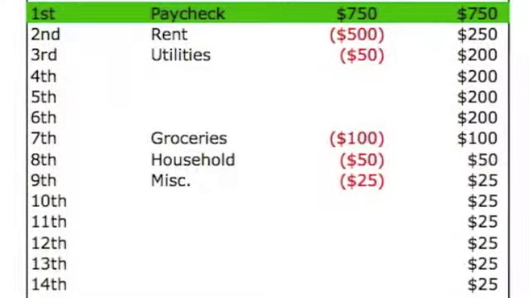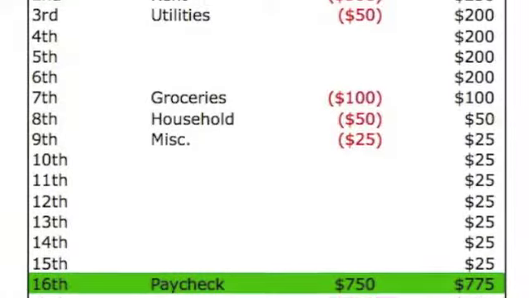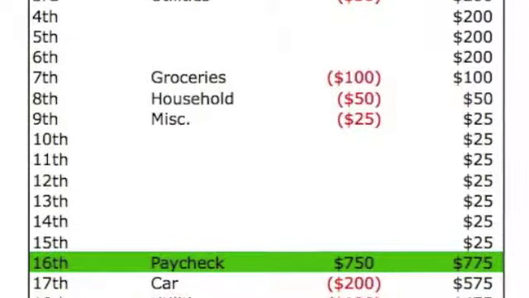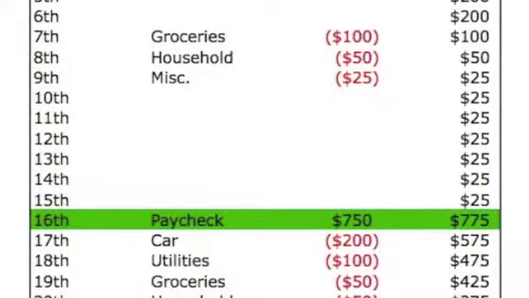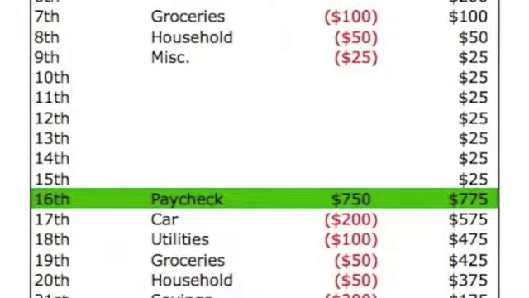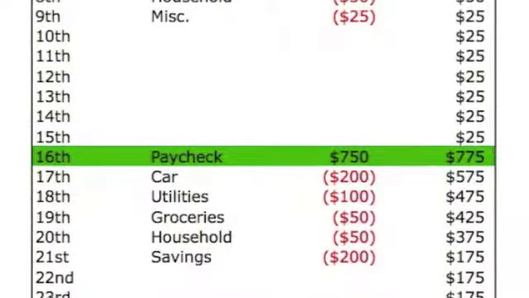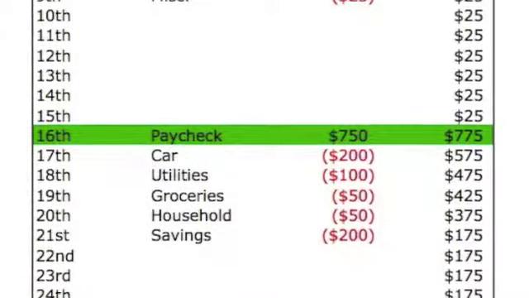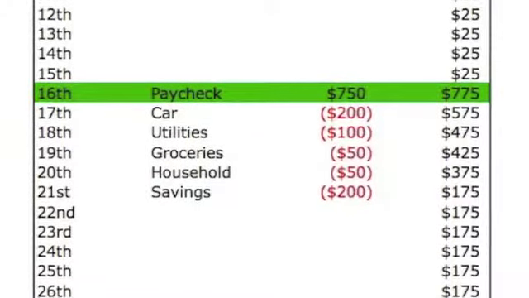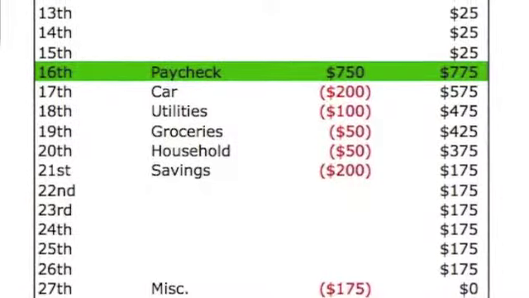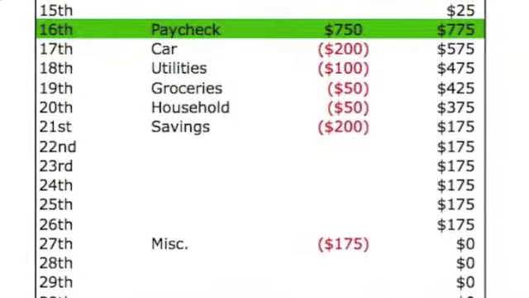The car, your utilities, and your savings are pretty much static. You know those amounts are not going to change. But for the second half of the month, your groceries, your household, and your miscellaneous is going to change depending on your needs. What's good about the cash flow is that it lets you quickly tell if you spend more in groceries, how much less you can spend on household or miscellaneous items before your next paycheck, so that you'll still have enough money to cover your bills.